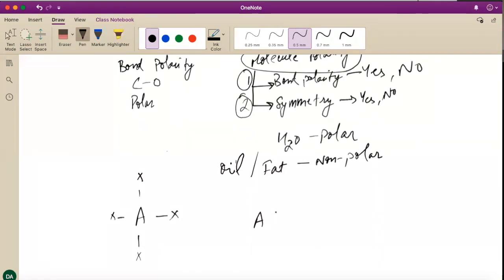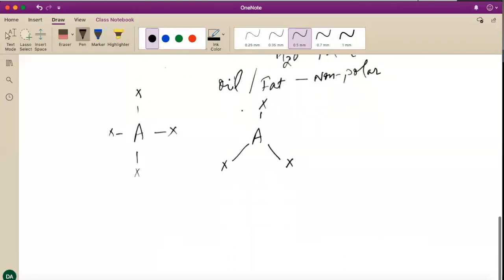Here you have center A, you have X on top. On this side you have X, and on this side you have X. Now, you might think about whether this is symmetrical or not. What do you guys think? Yes, this is still symmetrical.